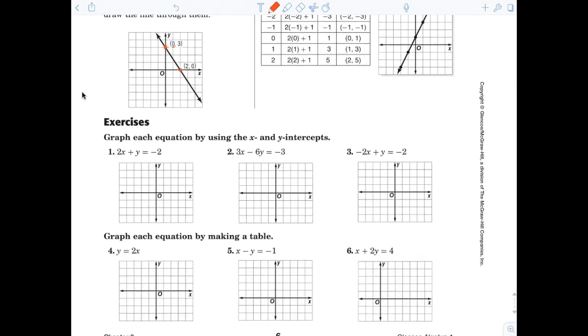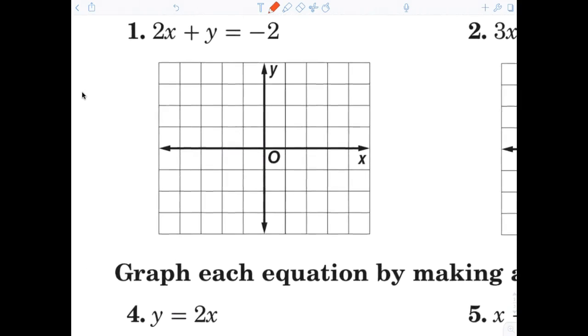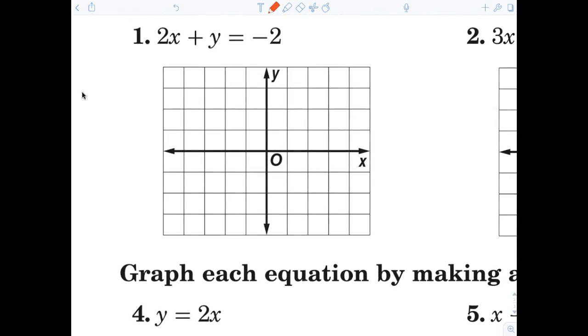Now, let's go ahead and look at question number 1. We're going to graph using the intercepts. In my opinion, this is the easiest way to do it. Generally, we can graph lines by using a table, so that's what we're going to do. I want everybody to make a little table here, x and y.